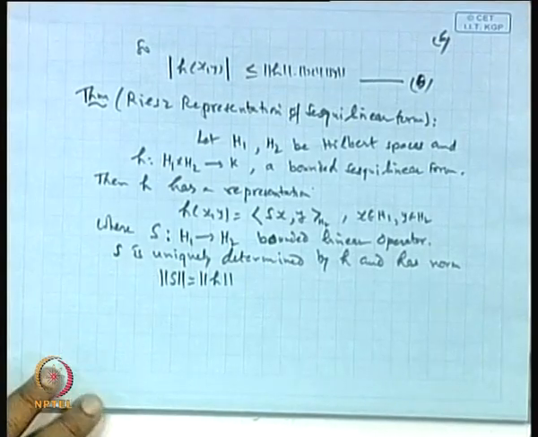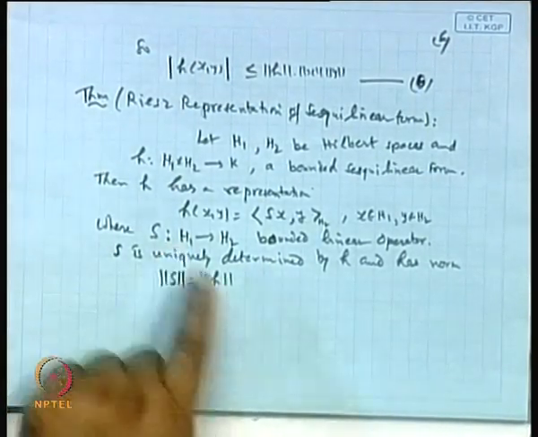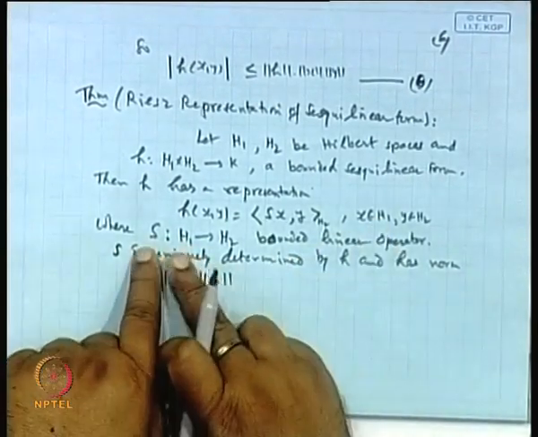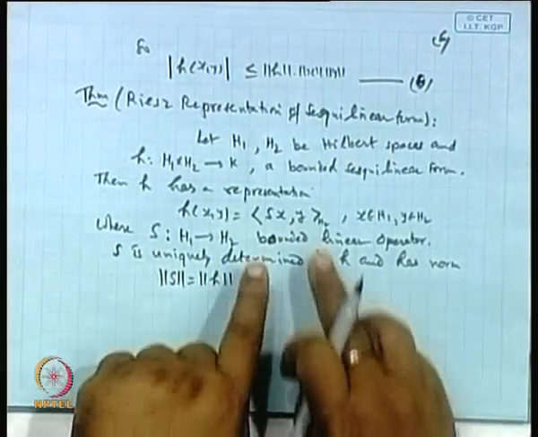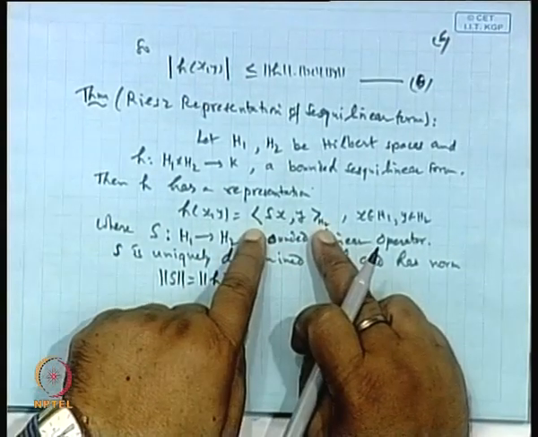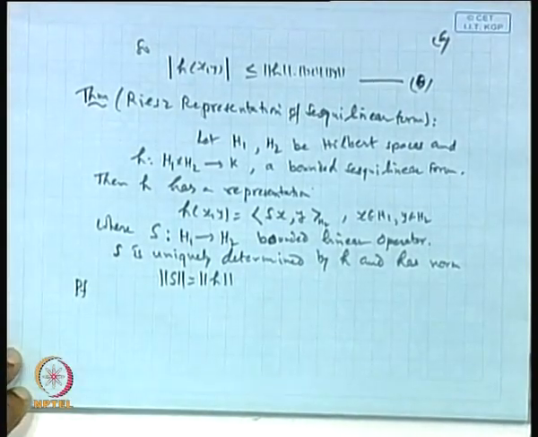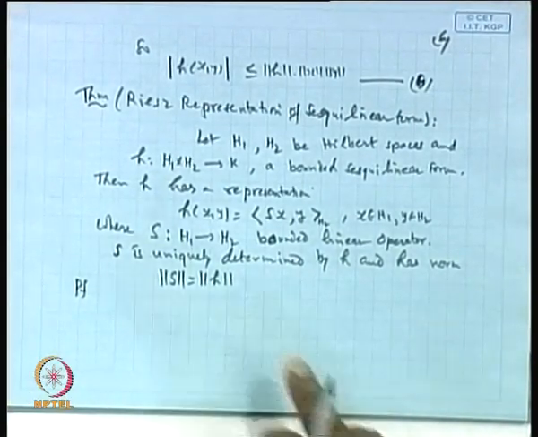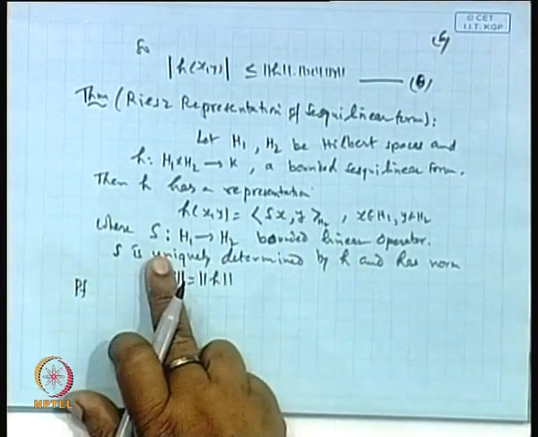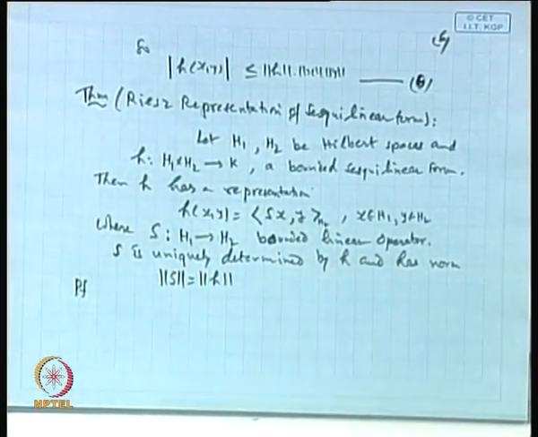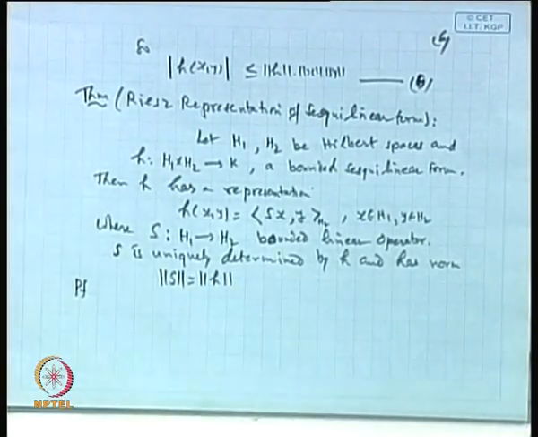And what is S? S should be a mapping from H1 to H2. So, if x is a point in H1, then S of x will be a point of H2. So, it is a well defined thing, is it correct? No. So, we have to prove two things. One is that this representation with S will be of this form. Second, the S which you are getting should be a bounded linear operator from H1 to H2, and third, both have the same norm.